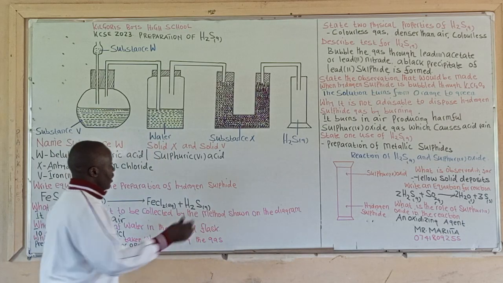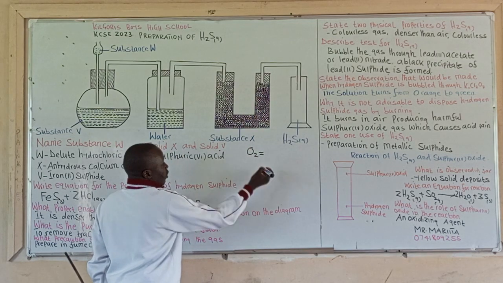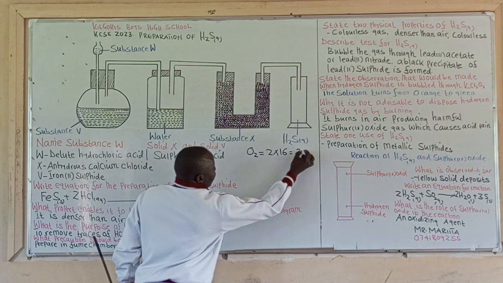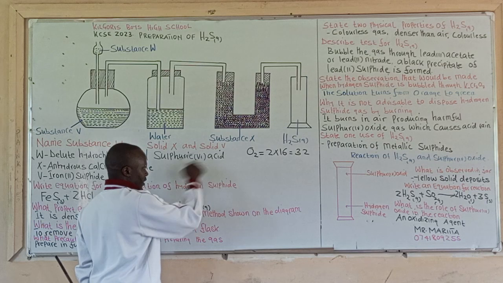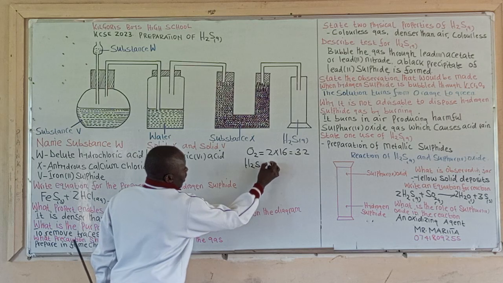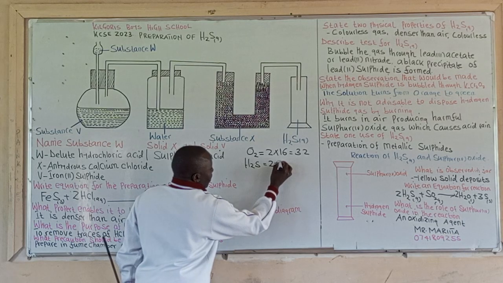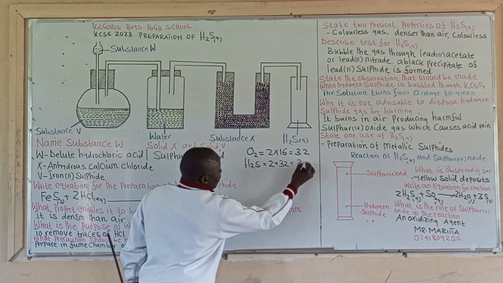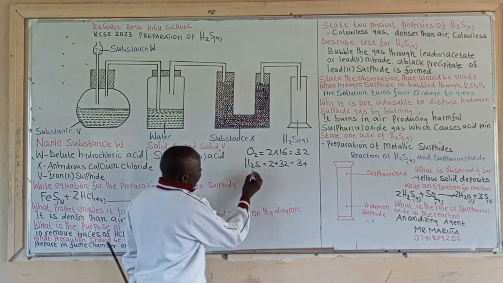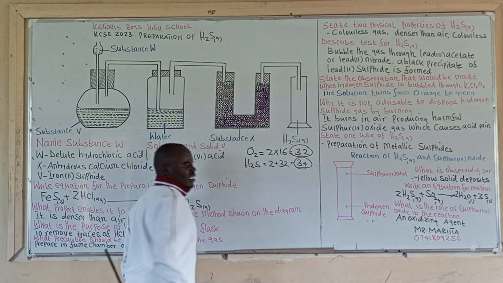What you need to understand is, if you have oxygen, an oxygen molecule, we have two atoms of oxygen, so we have 2 times 16, which is 32. This is air in this case. When you talk of hydrogen sulfide, we have two atoms of hydrogen, then we have one atom of sulfur, which gives us in this case 32, and if you add that, you will get 34. So what you need to understand is that hydrogen sulfide is denser than air, it is denser than oxygen.